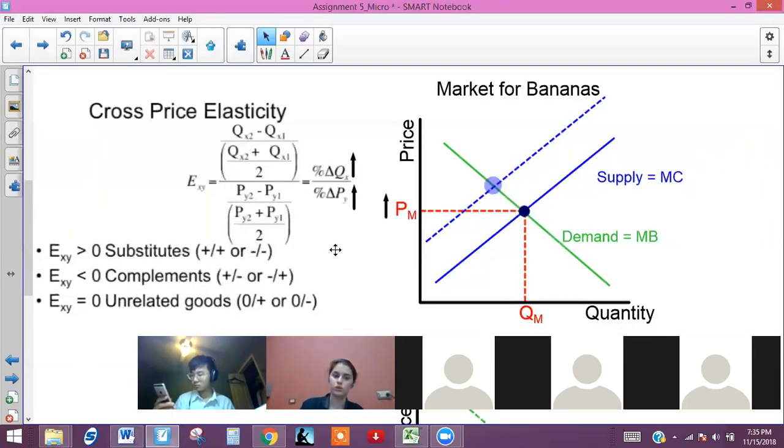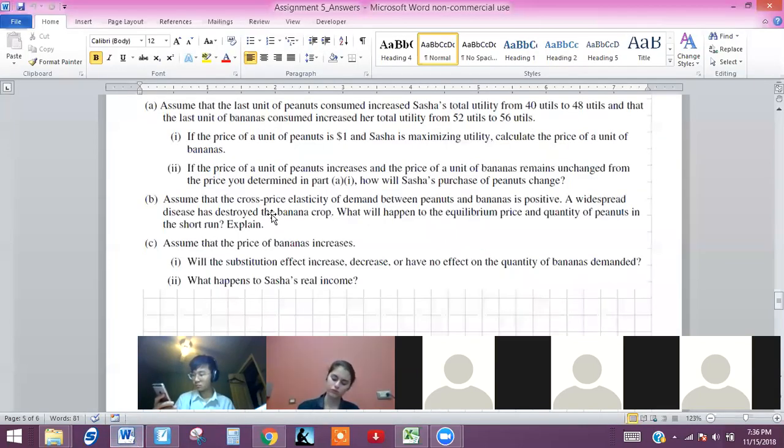So we also know now that the quantity demanded of the other thing, peanuts, had to go up, because in order for this to be positive, the quantity demanded of peanuts has to move in the same direction as the price of bananas. So now we know that more peanuts are being demanded, okay? And I think that answers it, right?